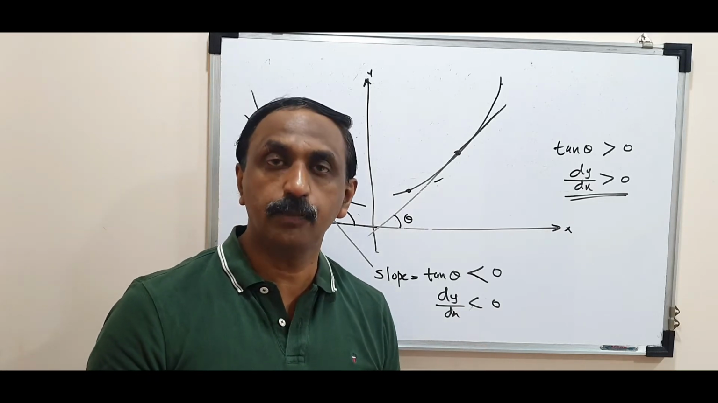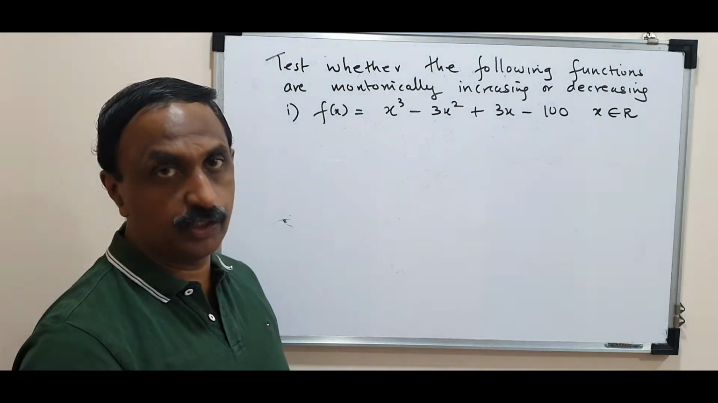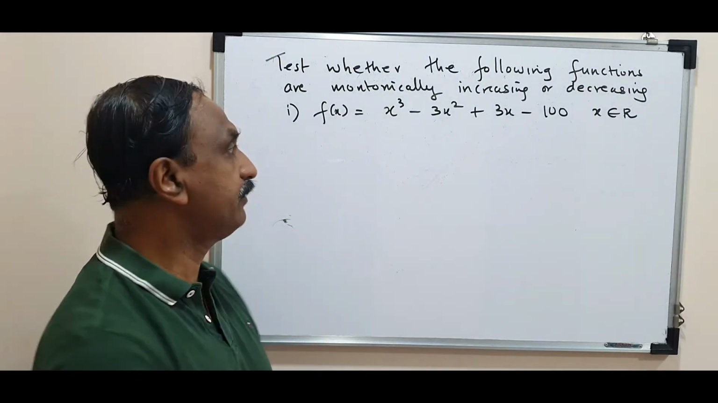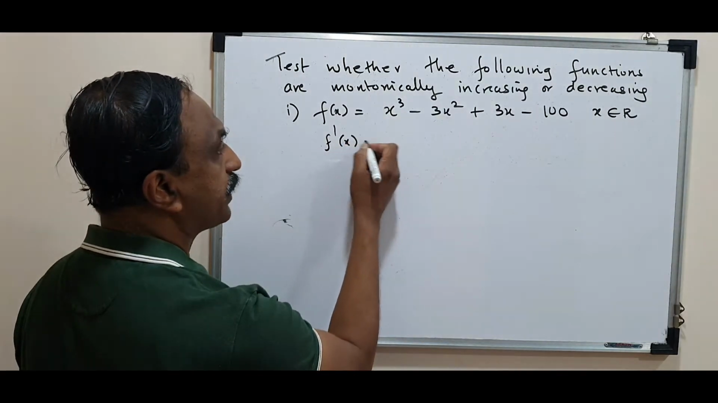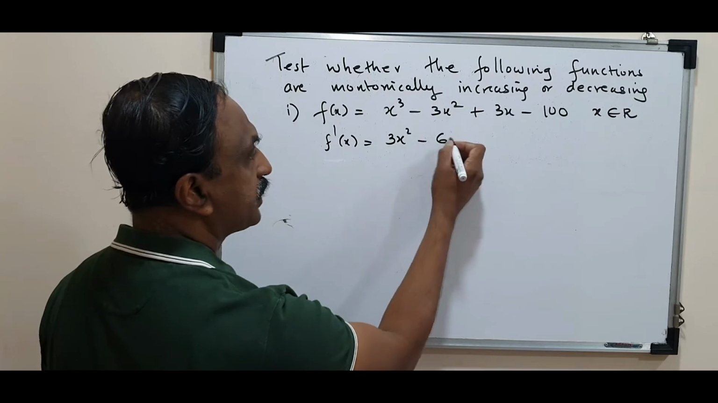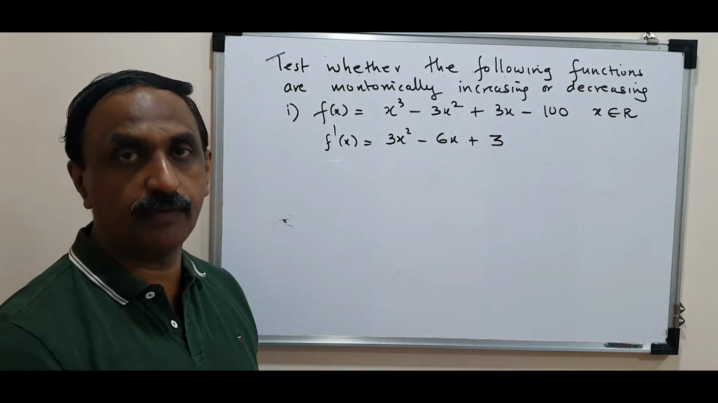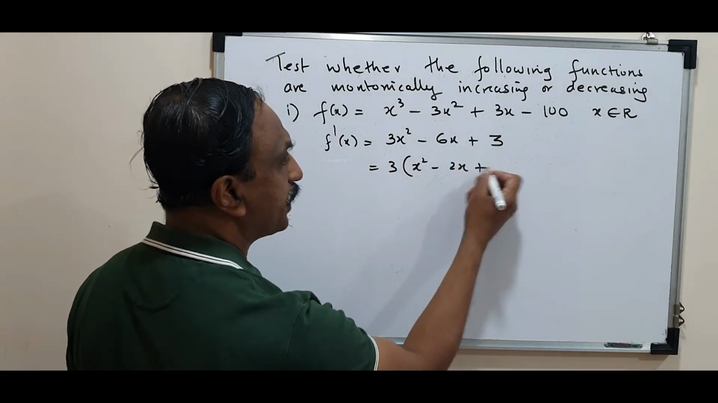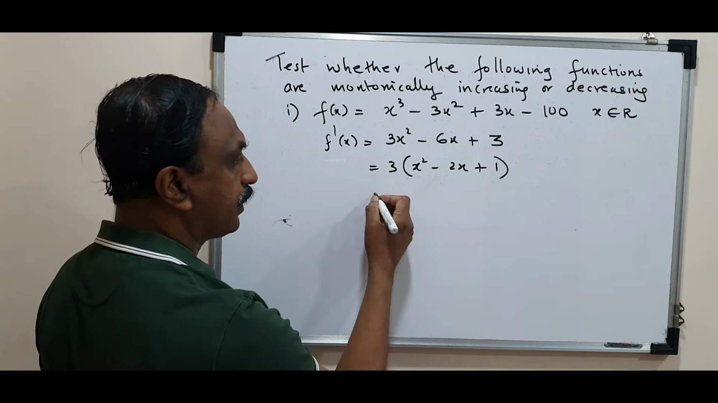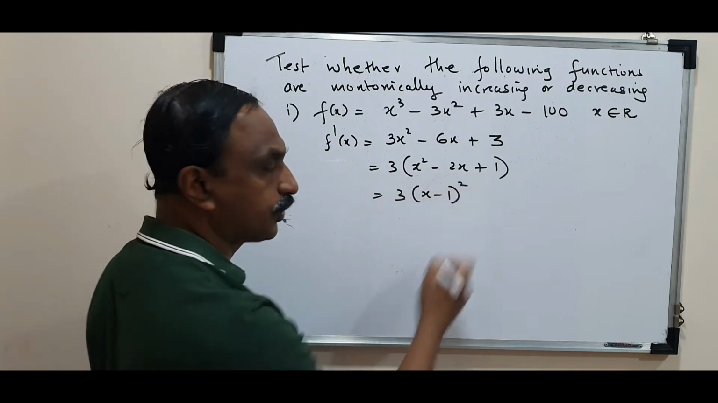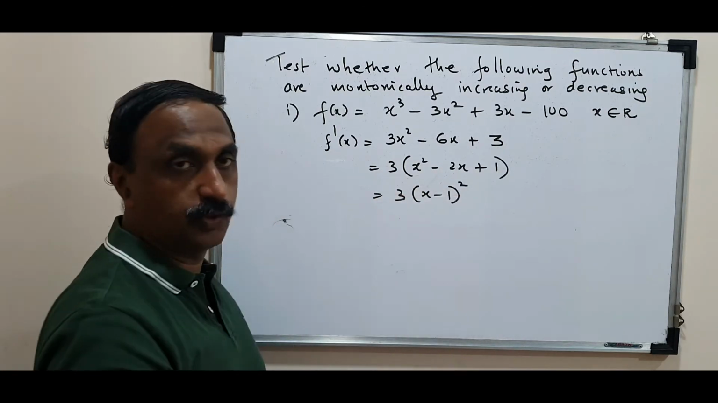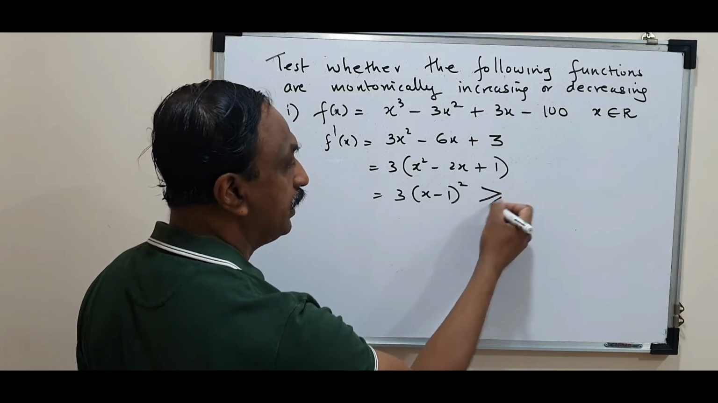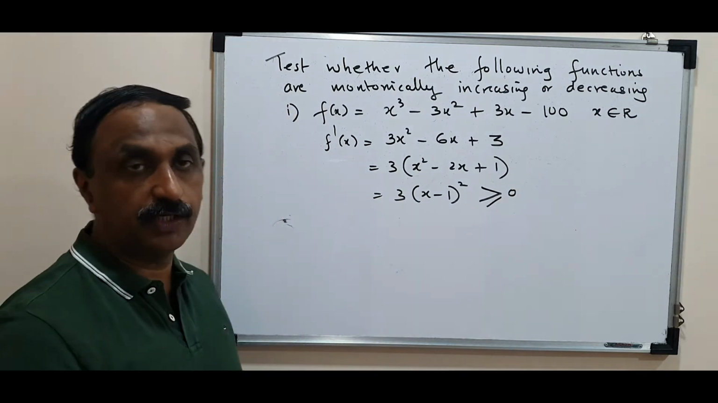Now we will apply this in the problems. When it is monotonically increasing, the derivative should be positive. When I say a function is monotonically decreasing, the derivative should be negative. So I calculate the derivative. So f dash of x is 3x squared minus 6x plus 3. So I found out the derivative of the function. Now I see 3 is common. So 3 times x squared minus 2x plus 1. This is a perfect square. So 3 into (x minus 1) whole squared. So you know that the square of a number is always non-negative. So this will be equal to 0 when x is 1. So I can say the derivative of this function is non-negative.